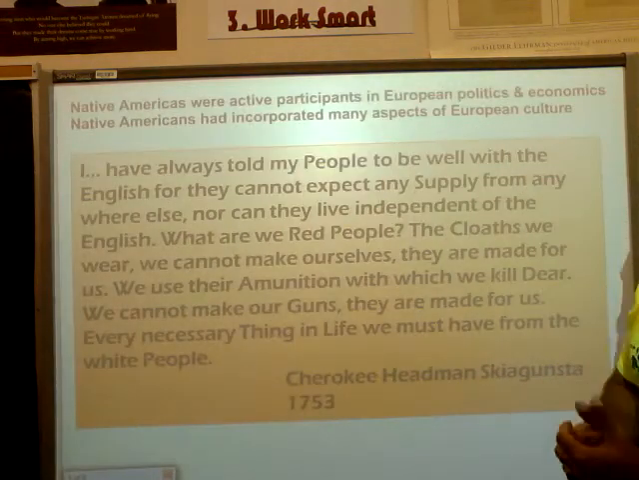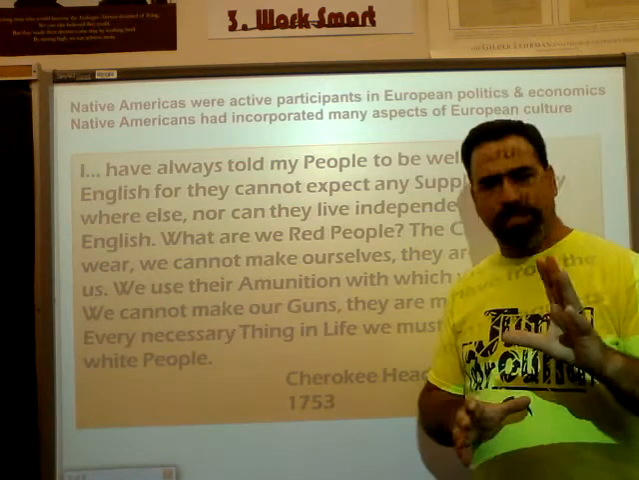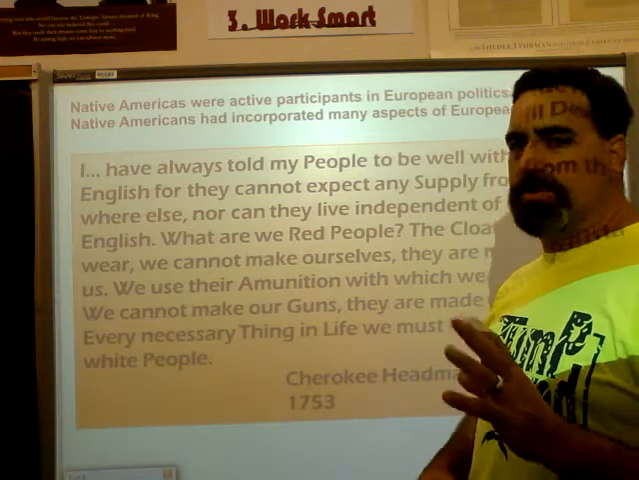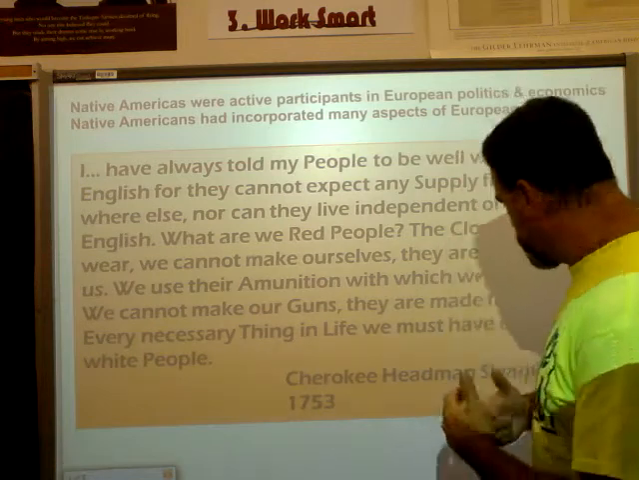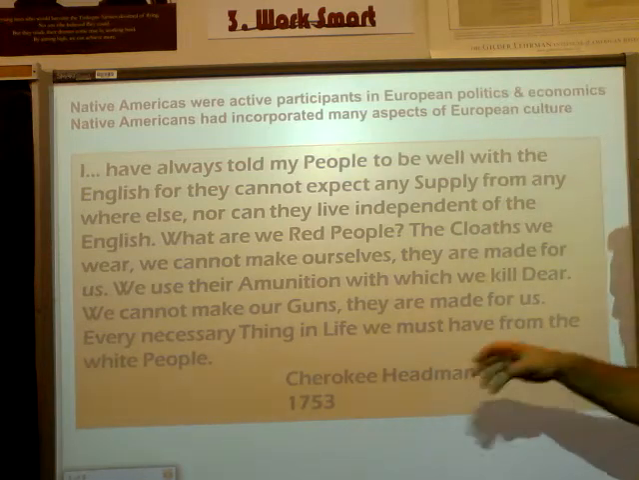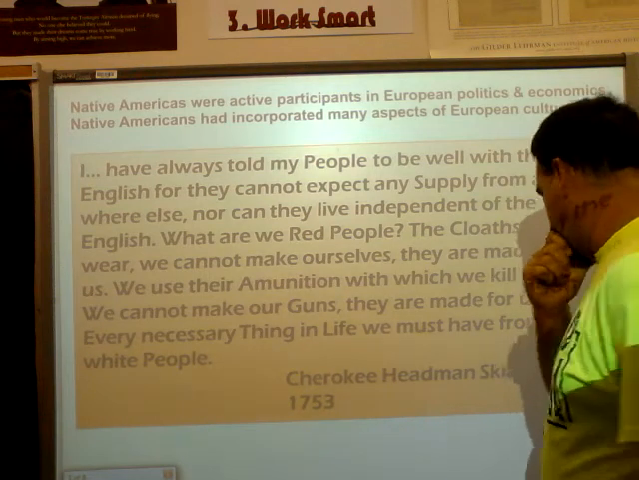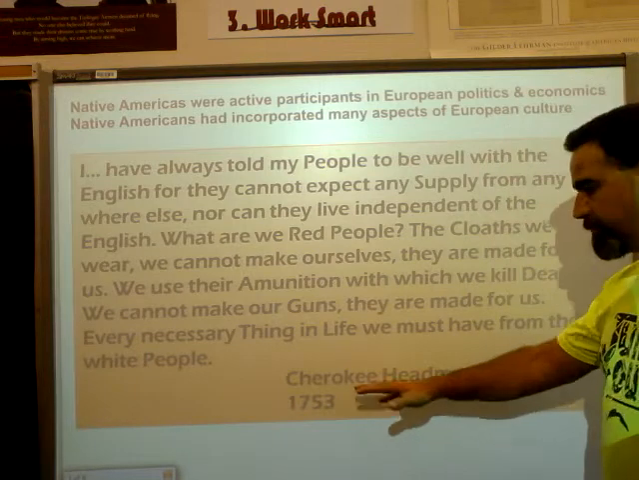Let's take a look at this document here for a moment. When I look at documents, the first thing that I really want to do is look at the source. I want to do what they say in the Cambridge program as interrogate the source. So I'm looking at the source here. This comes from a Cherokee headman by the name of Skyungunsta. I assume I'm pronouncing that correctly, and it was written in 1753.